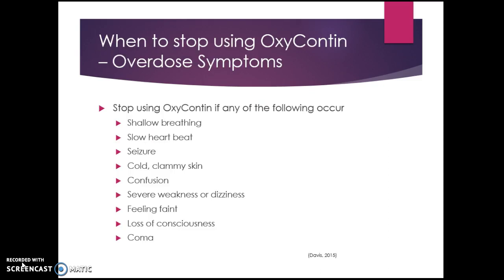When to stop using OxyContin and overdose symptoms. These kind of overlap, and they are as follows. You would want to stop using OxyContin if any of the following occurred, and they could also be symptoms of an overdose: shallow breathing, slow heartbeat, seizures, cold or clammy skin, confusion, severe weakness or dizziness, feeling faint, complete loss of consciousness, or coma.